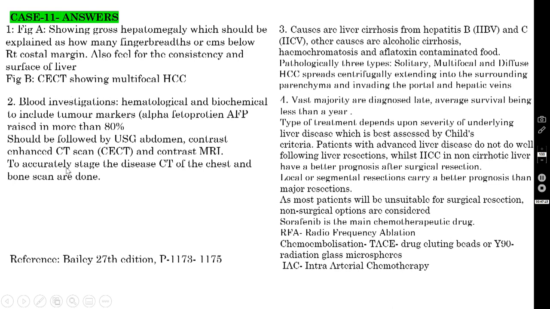What are the investigations you should do? Blood investigations, hematological and biochemical, to include tumor markers. Alpha fetoprotein is raised in more than 80% of these cases. This should be followed by ultrasound of the abdomen, contrast enhanced CT, and contrast MRI. To accurately stage the disease, CT of the chest and bone scan are done.